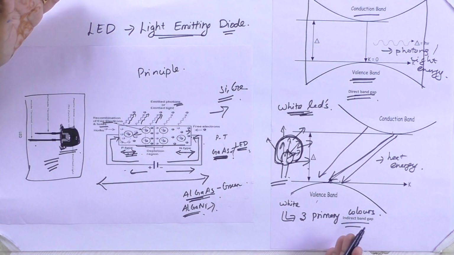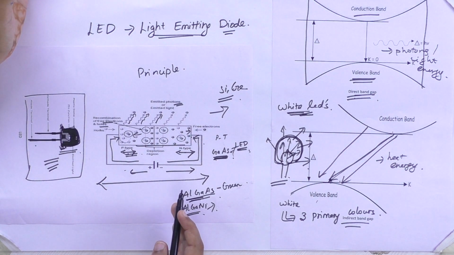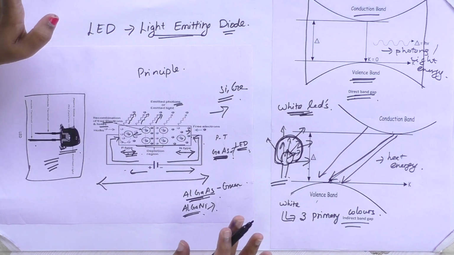The basic concept behind the light emitting diode is the principle on which the PN junction diode works, the same principle in which light energy is emitted.